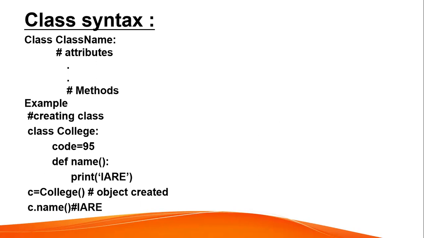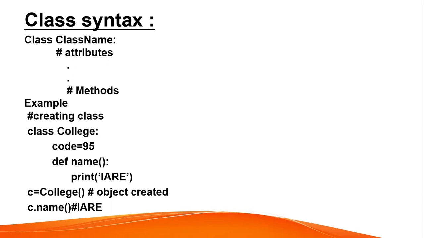And here this is the syntax for the class. Here we can see the class name, attributes, and here methods, and the example, hashtag creating a class. Here we take the example of a class, college, and the code takes an input integer 95. Here the def function is used, def name in curly brackets.